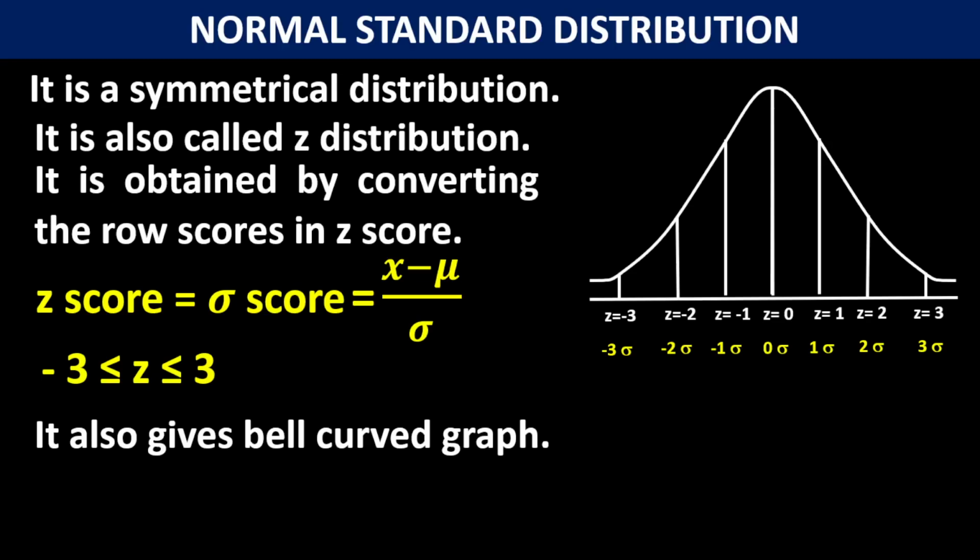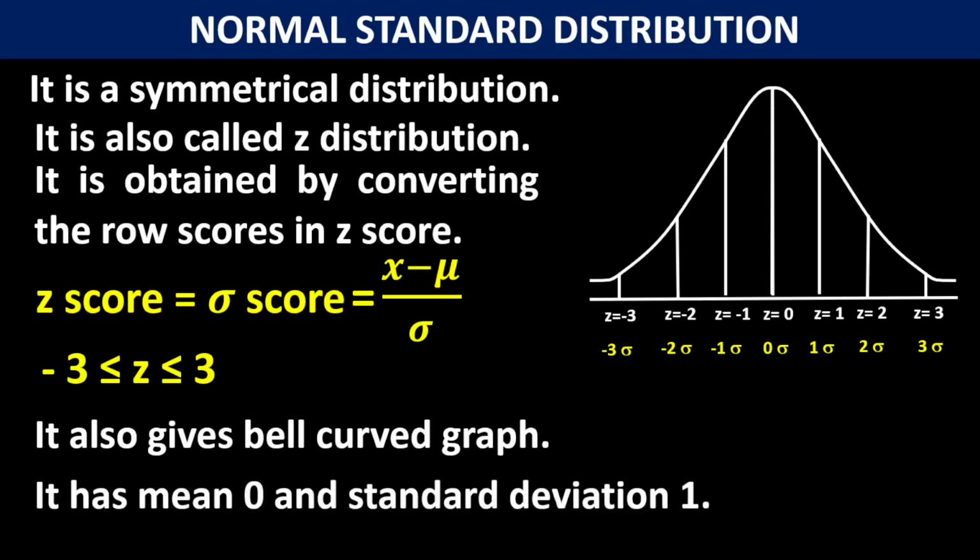And the most important thing in terms of the normal standard distribution is that it has mean 0 and standard deviation 1. You take any z distribution, any normal standard distribution, then we will get mean 0 and standard deviation 1.